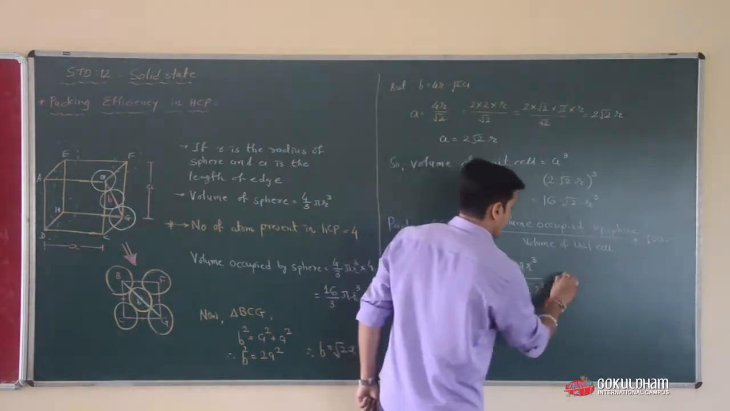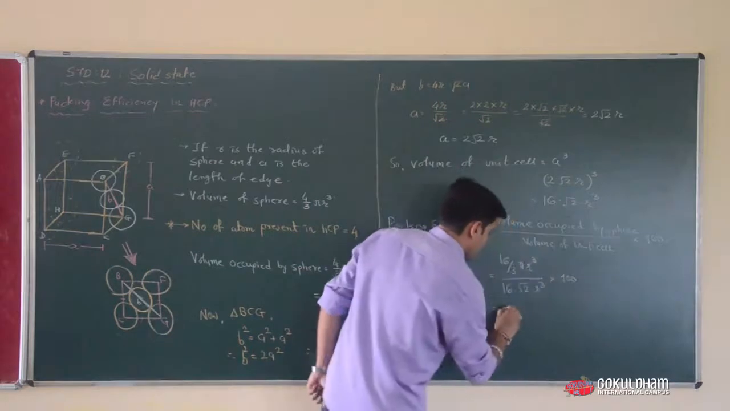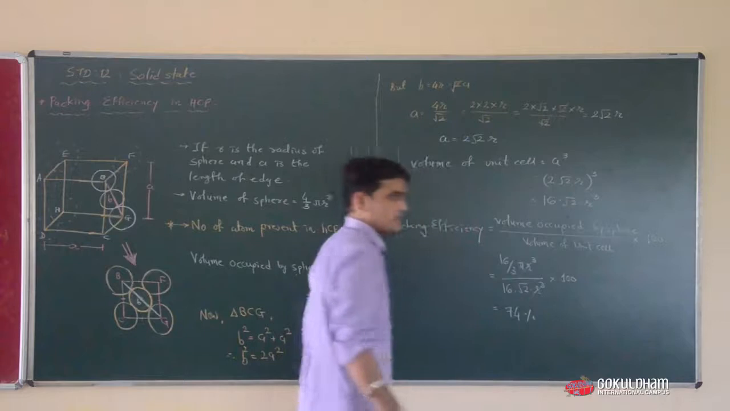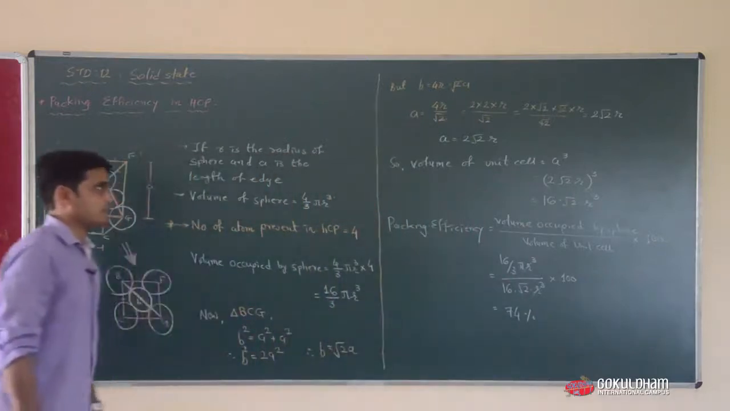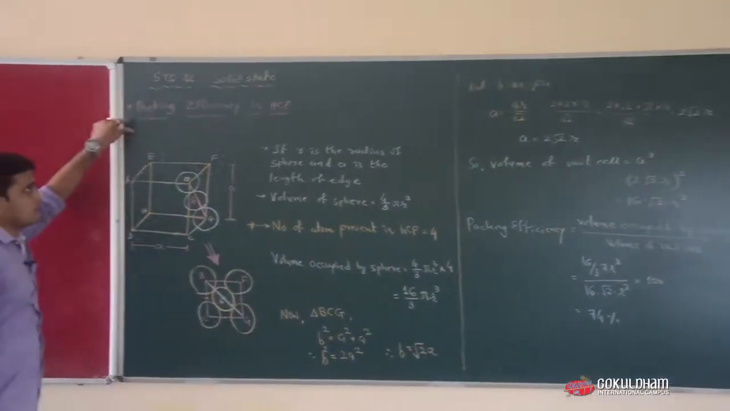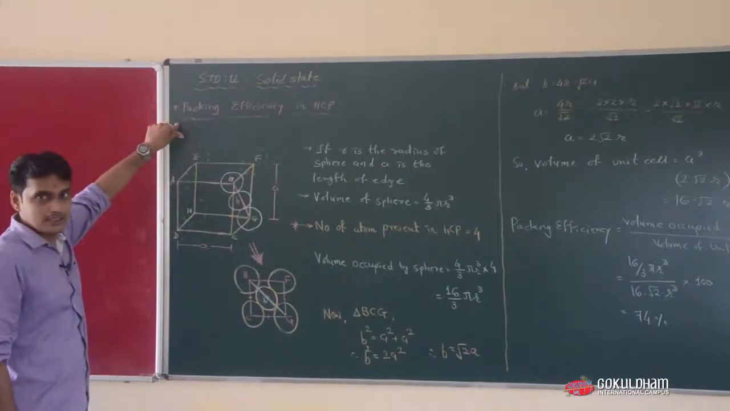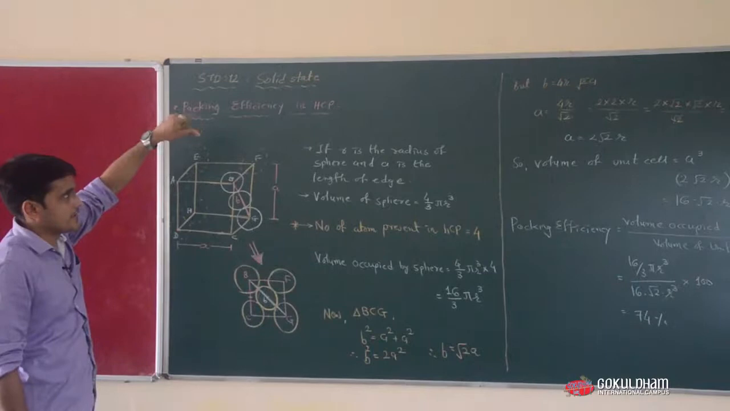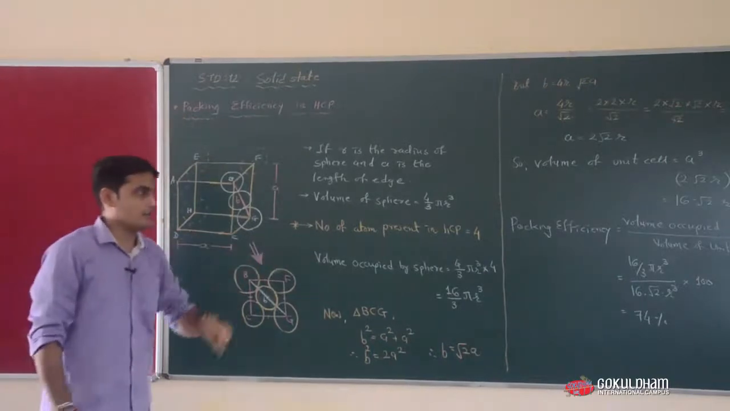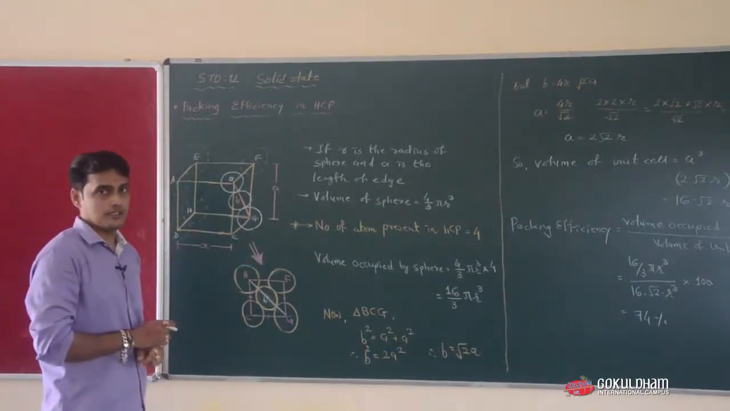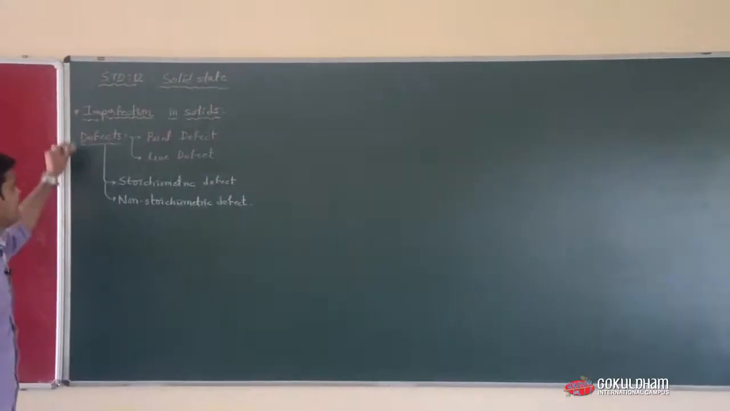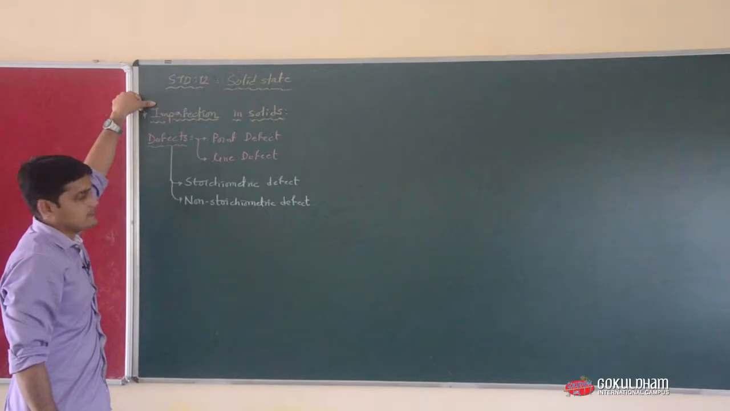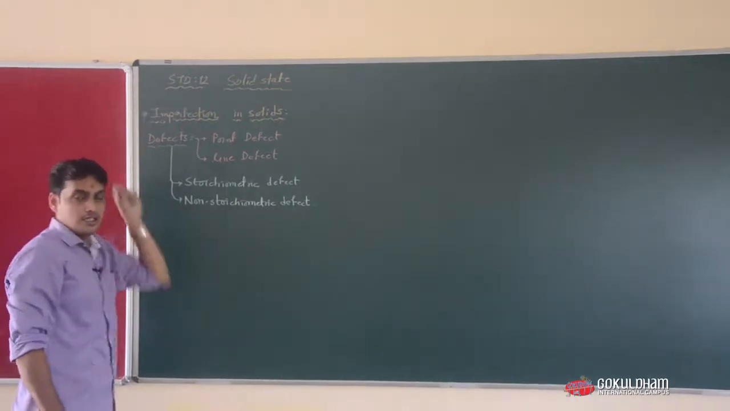So you will get the exact answer of 74%. This is the most important as body centered cube. This hexagonal closed pack, cubic closed pack, both have the same answer of 74%. Now in our next theory we are going to discuss imperfection in solids.